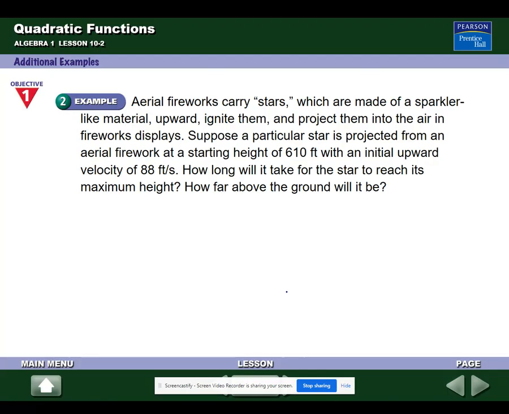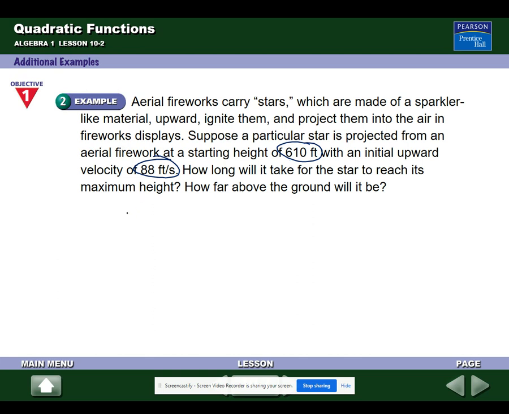So again, here's an example. Aerial fireworks carry, quote, stars, which are made of a sparkler-like material, upward, ignite them, and project them into the air in fireworks displays. Suppose a particular star is projected from an aerial firework at a starting height of 610 feet with an initial upward velocity of 88 feet per second. Important numbers, remember those. How long will it take for the star to reach its maximum height, and how far above the ground will it be?